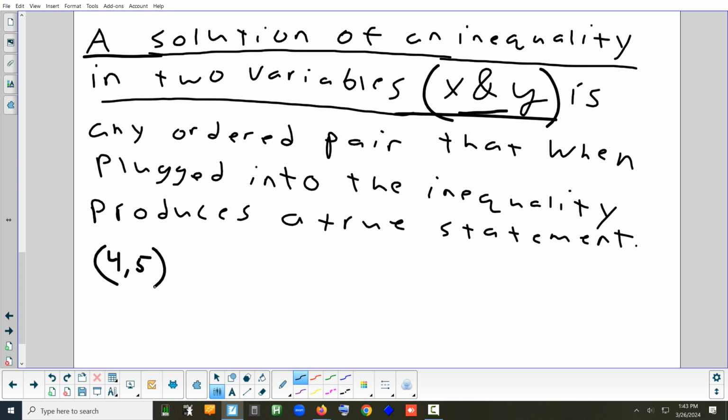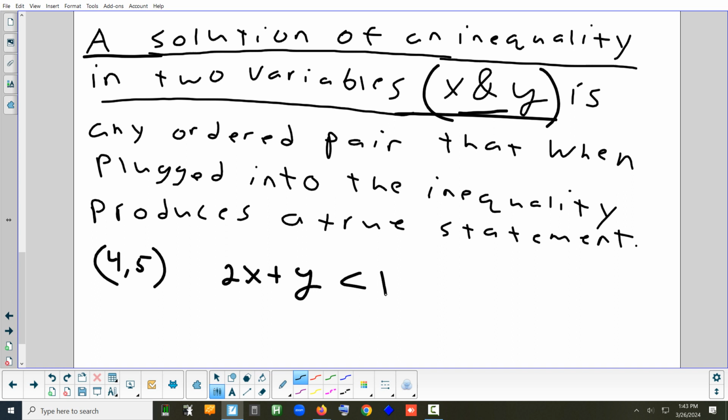And let's do 2x plus y is less than 1. Let's plug that in and see if it works. What's x in this coordinate? 4. What's y? 5. So let's plug in 4.